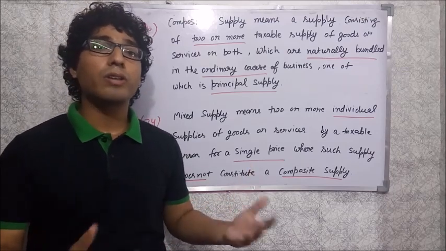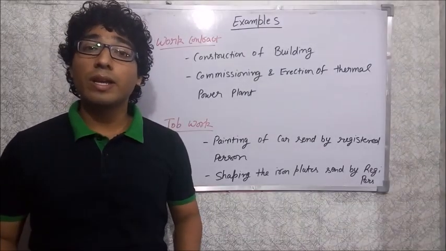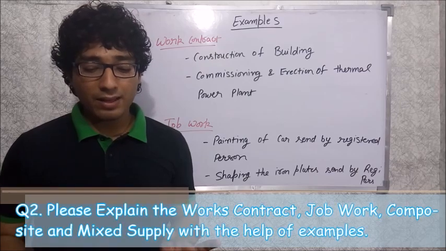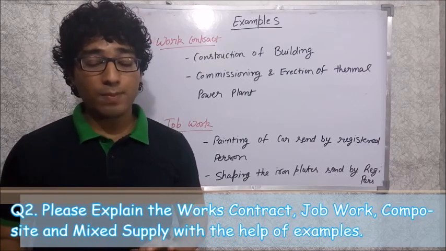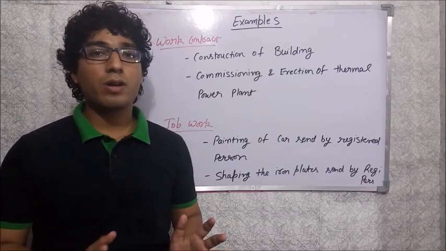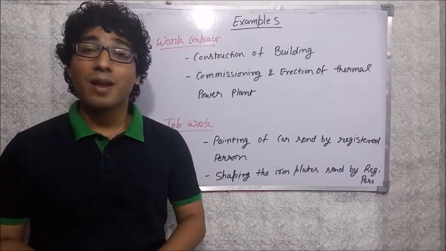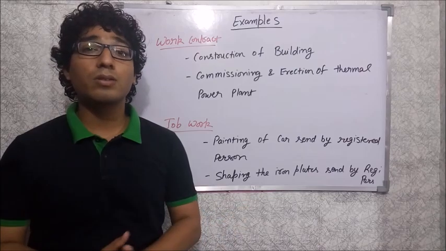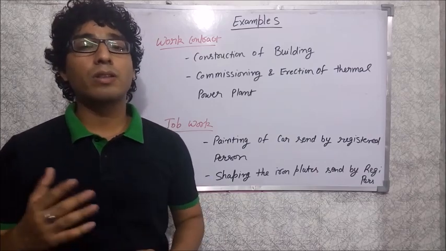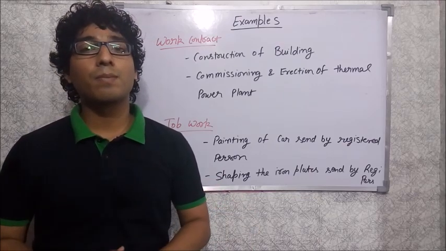We will take another example, or more examples, of work contract, job work, composite and mixed supply in the next clip. The next question relates to examples of work contract, job work, mixed supply and composite supply. The question is, please explain work contract, job work, composite supply and mixed supply with the help of examples. You want to know with the help of examples, because you got the definitions and you are very thankful to me. But you also want more examples, because the definition is not good enough for understanding the topic, and I understand that and know what you want from me. So in this clip we will see examples of work contract and job work, and in the next clip we will take examples of composite and mixed supply.